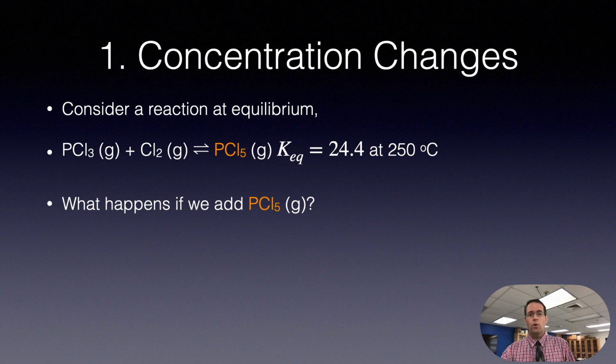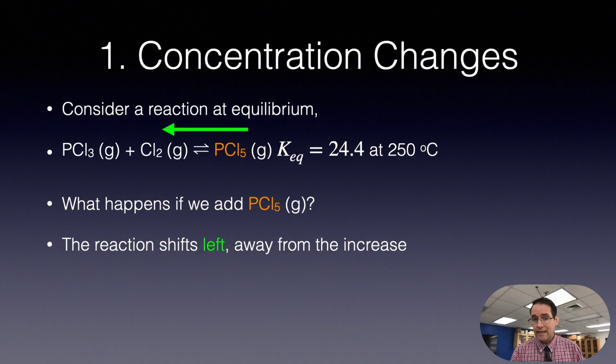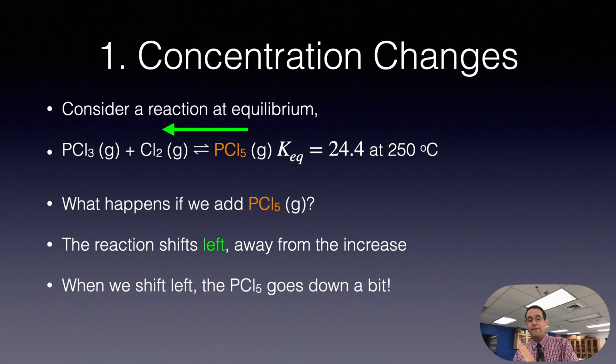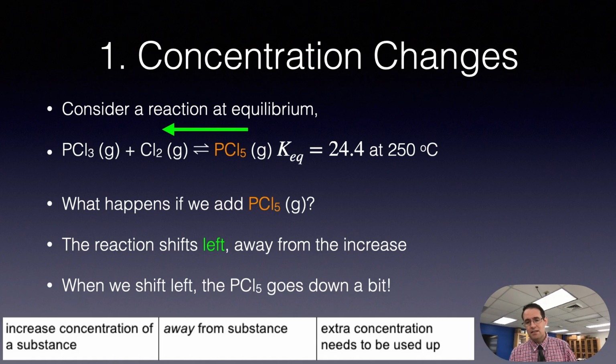All right, what happens if we add PCl5? Well, PCl5 is a product. So again, we shift left away from the increase, right? When you shift away from the increase, the PCl5 concentration or pressure is going to drop a little bit, okay? And I've snipped, again, this little phrase here. So if you increase the concentration of a substance, you shift away from that substance. So in this case, the reaction shifts left, all right?